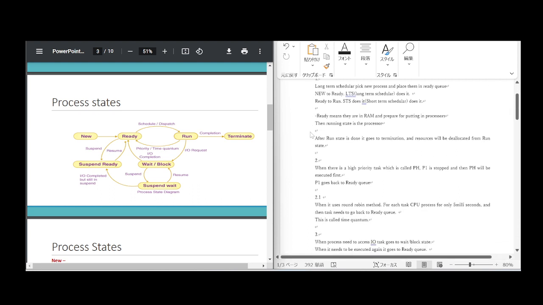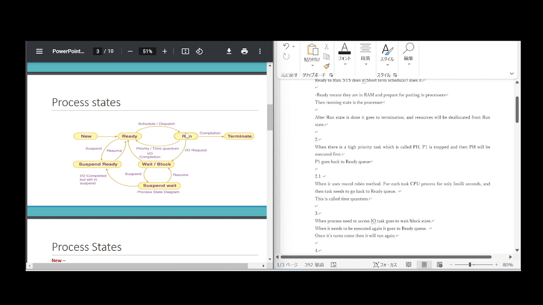The second pattern is when something is in the running state, but a higher priority task comes to the run state, which is called PH. I forgot what PH is. Priority halt, I don't know. Whenever PH comes into the run queue, P1 is stopped and goes back to the ready queue, because PH is running here. Once PH is done, it goes to the terminate state, and then the task can come from the ready state again and eventually go to the run state and finish its task too.